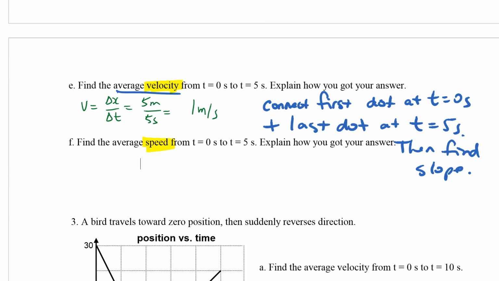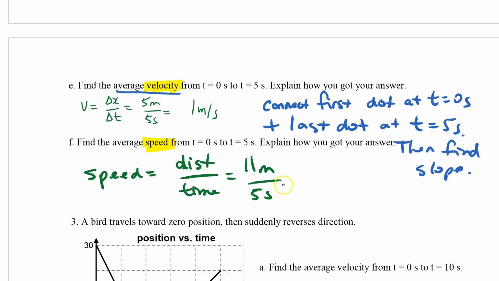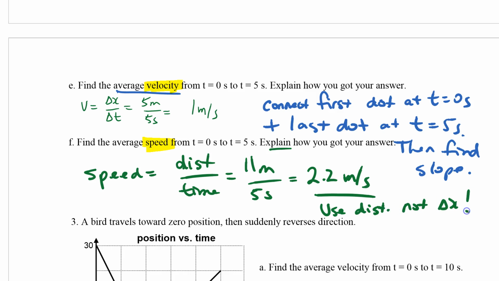So here I'm going to write speed is equal to the distance over the time that goes by. So that's going to be 11 meters divided by 5 seconds. 11 divided by 5, what? 2.2 meters per second. Explain how you got your answer. I guess use distance, not displacement!